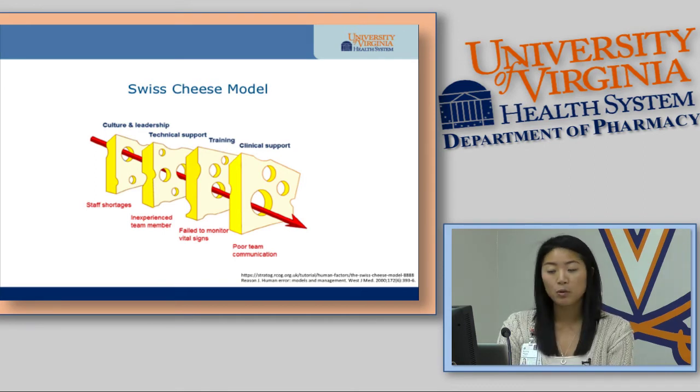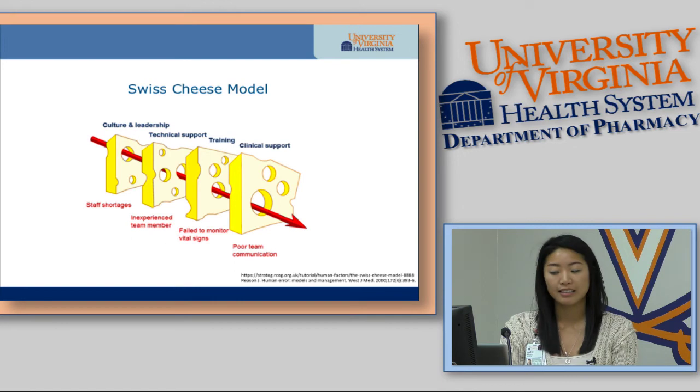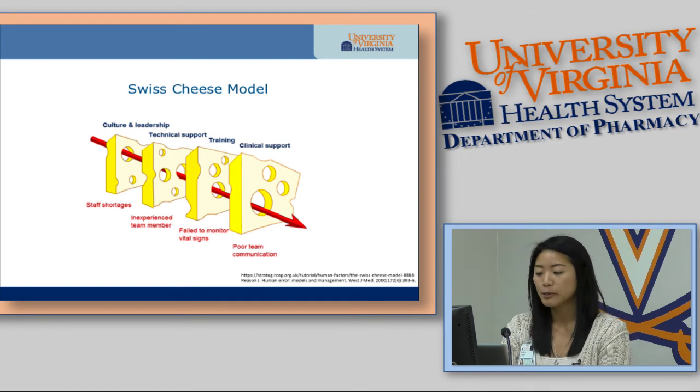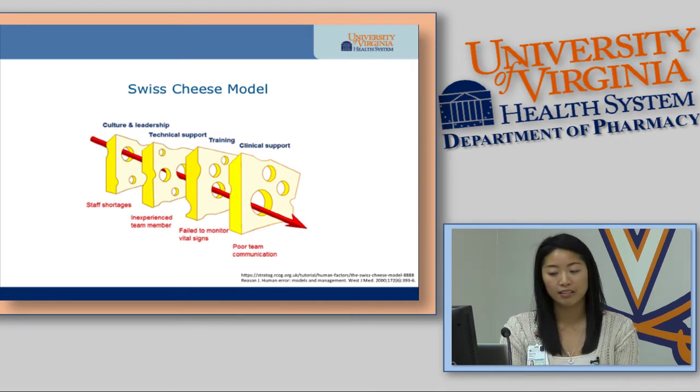The presence of a hole in any one slice does not normally cause a bad outcome. Usually this only happens when the holes in the many layers momentarily line up to allow an opportunity for a mistake. So as you can see in this picture of the Swiss cheese model, I've outlined the different layers within our health system. I'm just going to give you a quick example.